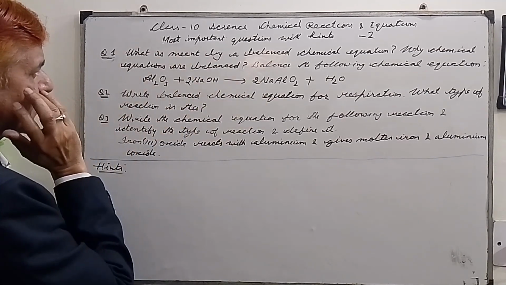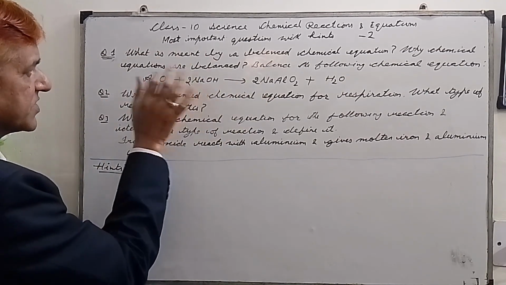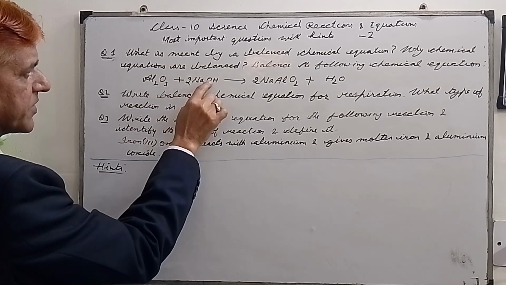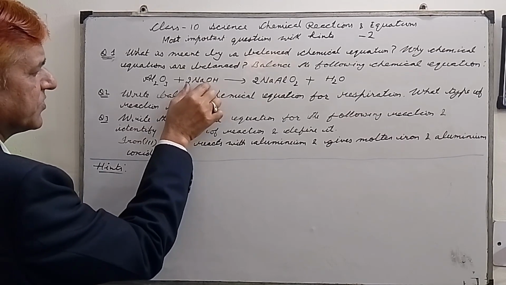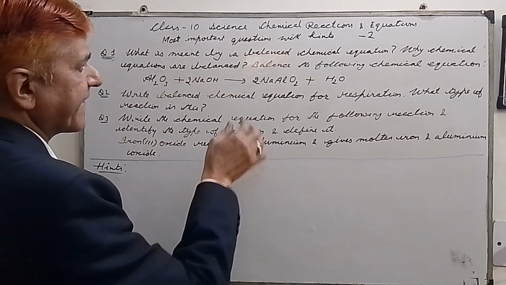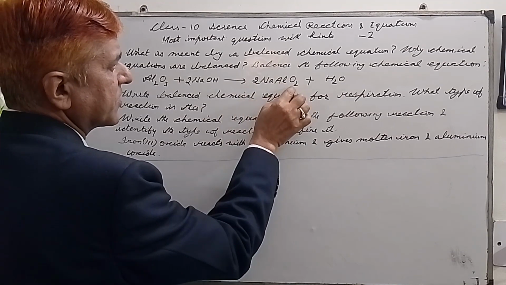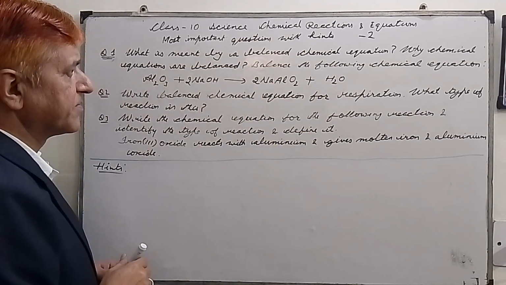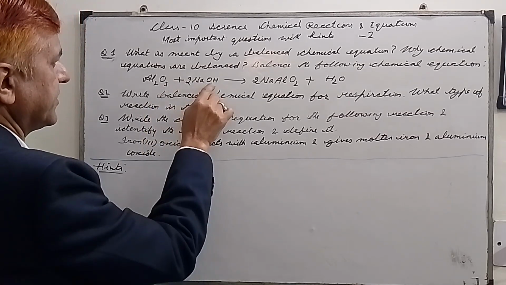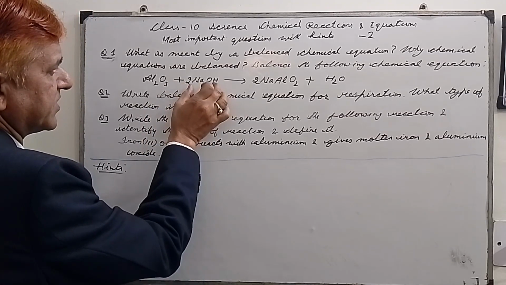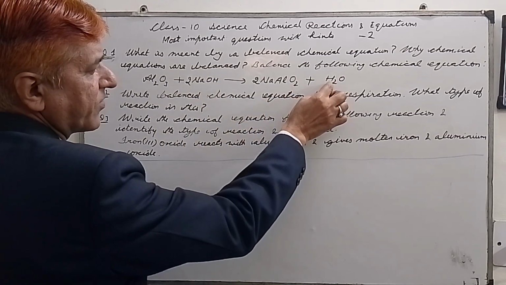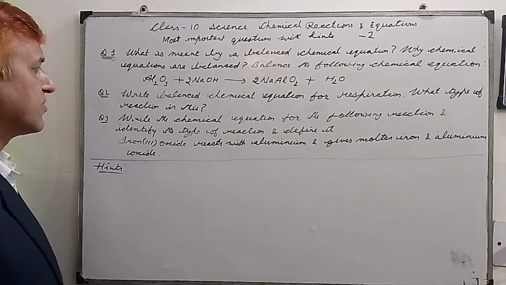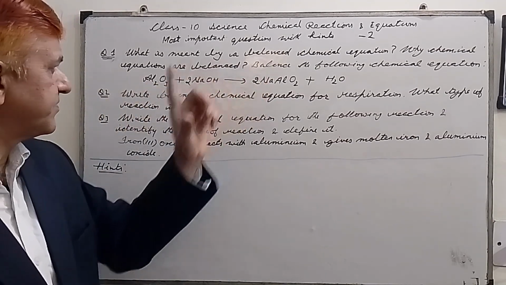Now come to oxygen: 3 oxygen atoms plus 2, 3 plus 2 is 5, and here 2 twos are 4, 4 plus 1 is 5. So oxygen is also balanced. Now hydrogen: 2 atoms of hydrogen in reactants and 2 atoms of hydrogen in products. So hydrogen is also balanced. So my dear students, this equation is balanced.